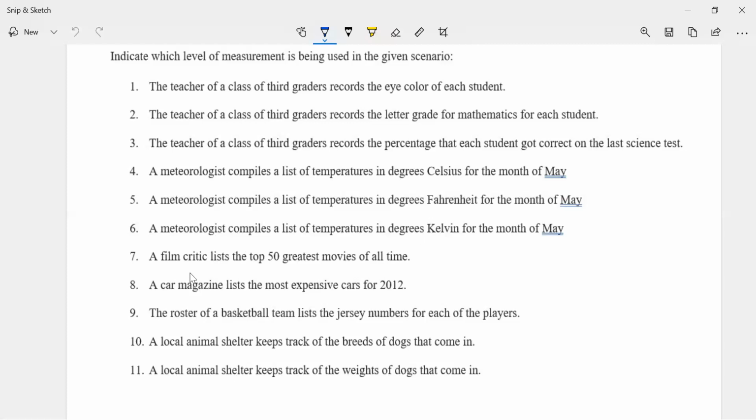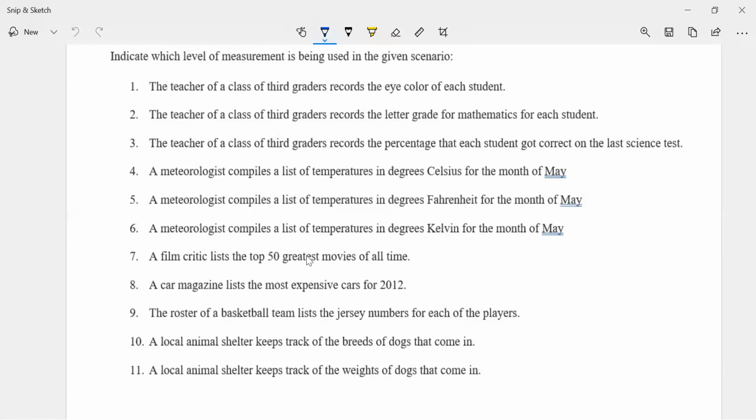All right, question number 7. Like I said, this is my practice. There's a film critic that lists the top 50 greatest movies of all time. So I asked the person, what are the best 50 movies? And this person gave me a list. Maybe not the list that I would choose, but this person does a list.